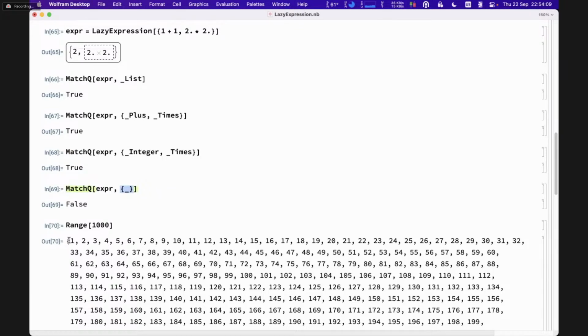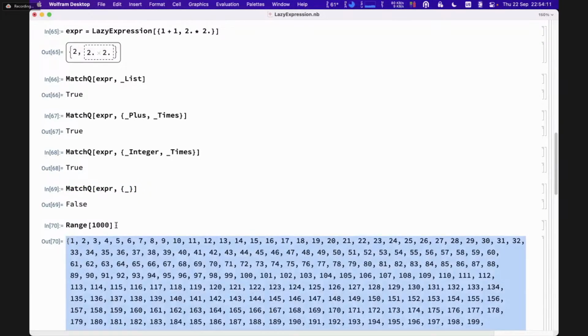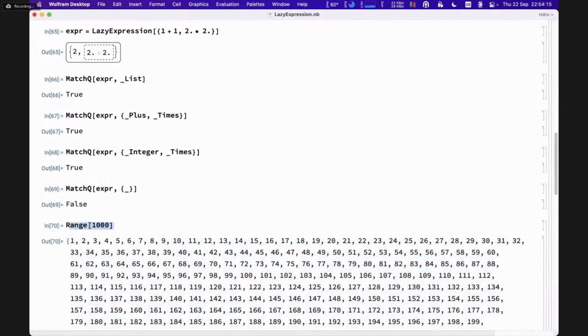Well, in what sense is this length 1? I don't understand. Look at the original expression, range of 1,000. It's length 1. You can check the head. No, but I don't understand. In the same sense that 2 plus 2 matches underscore plus. 2 plus 2 no more matches underscore plus than range of 1,000 is of length 1.